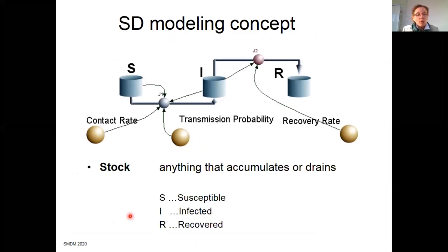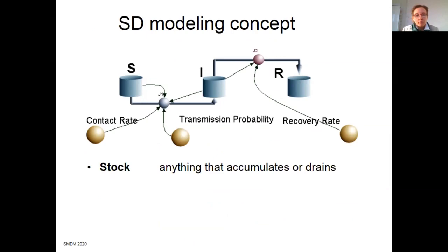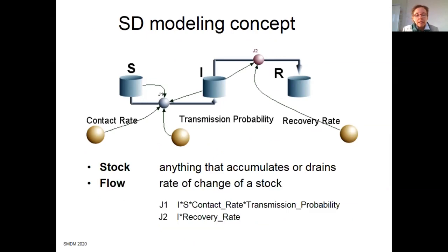First, we start with defining the stocks. The stock, this is anything that can accumulate or drain. And the stocks in our example, these are the susceptible, the infected, and the recovered. Next, I need to describe the flow from the stocks or between the stocks. And the flow is defined by the rate of change of a stock.